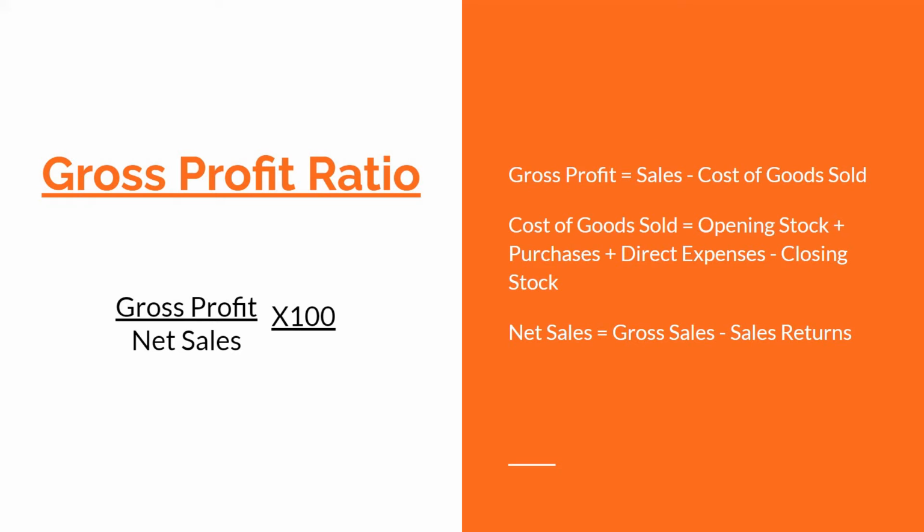For example, your gross profit is, let's suppose, 2000 and net sales is, let's suppose, 10,000. So you will be having gross profit ratio is equal to 2000 divided by 10,000 into 100, so you will get a figure of 20%. So you can conclude that we have a gross profit ratio of 20%.